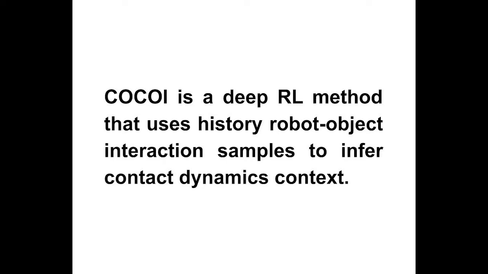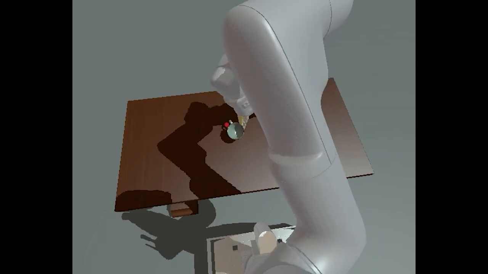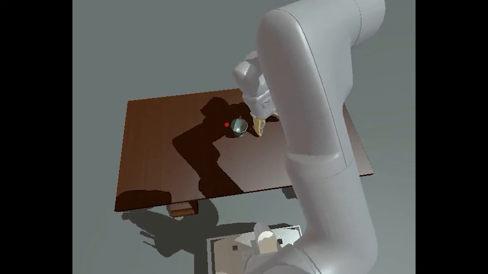We propose COCOI, the deep RL method that uses history robot-object interaction samples to infer contact dynamics context. We study COCOI on a novel and challenging non-planar pushing task, where the robot pushes an object to a red goal location while keeping it upright.